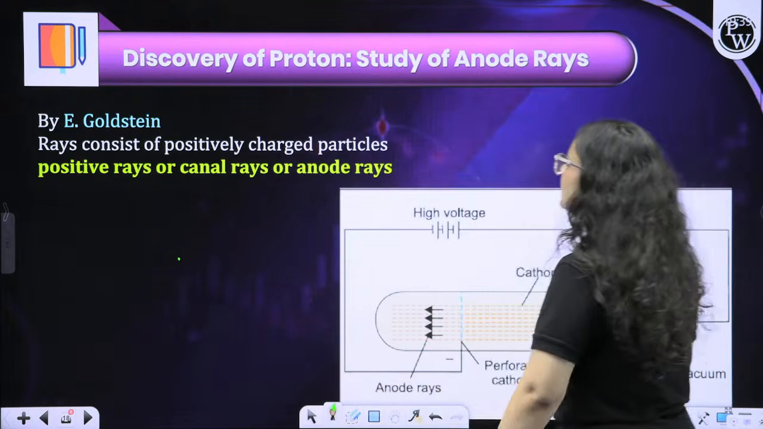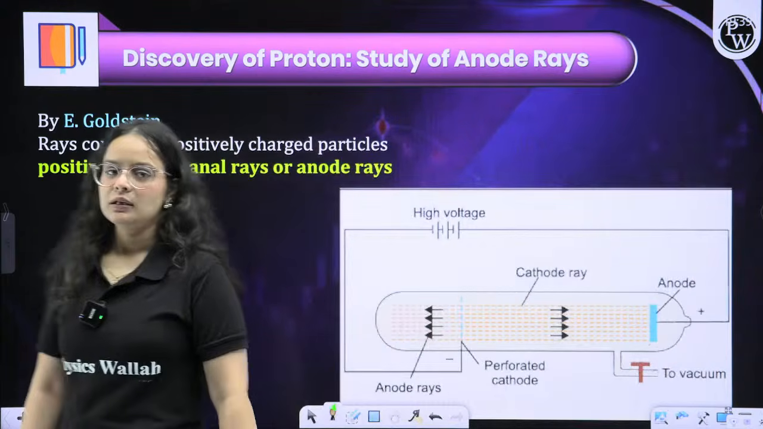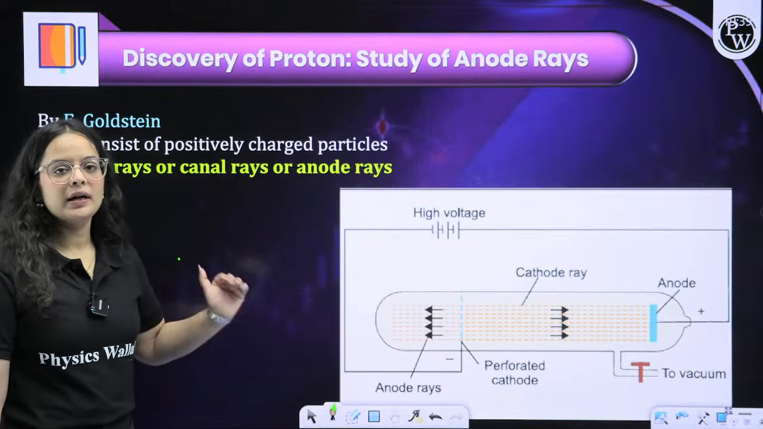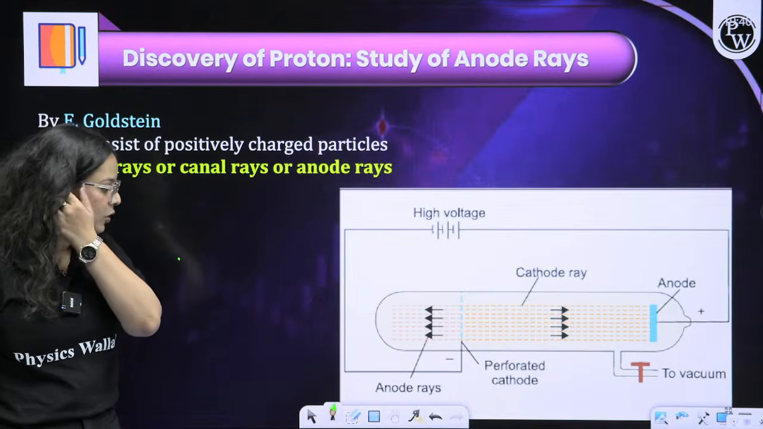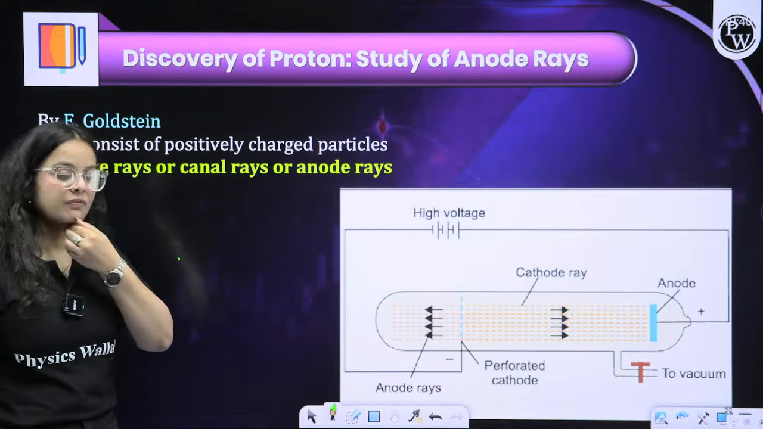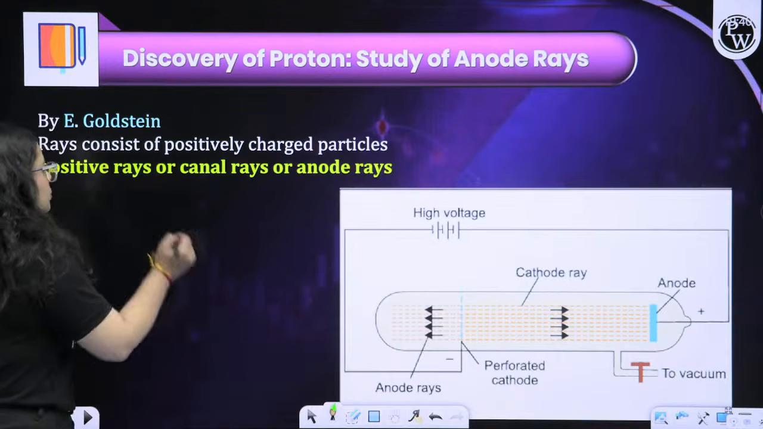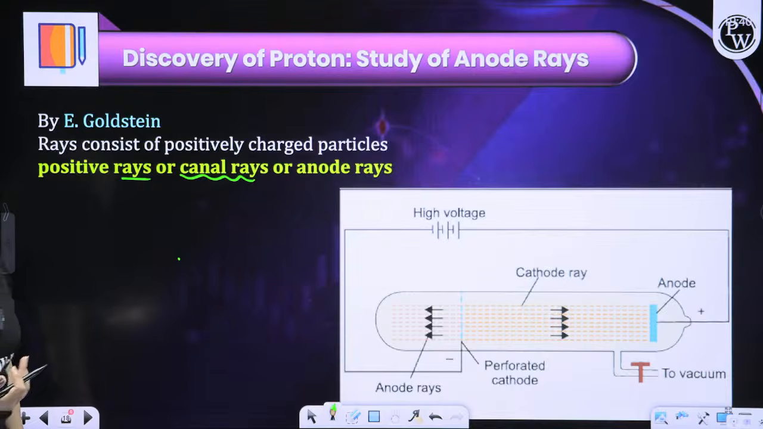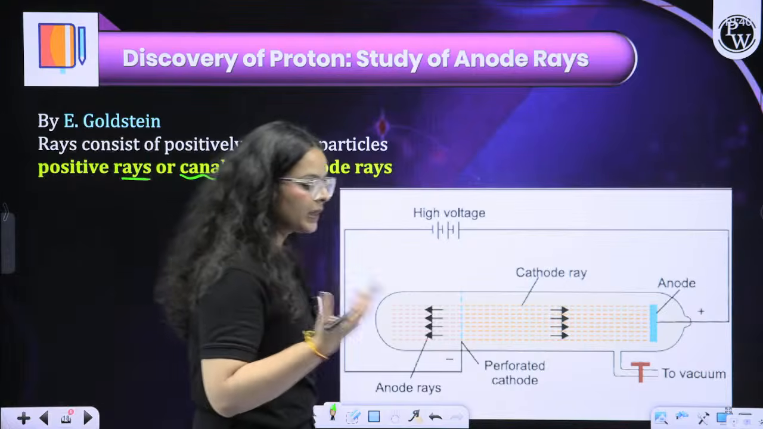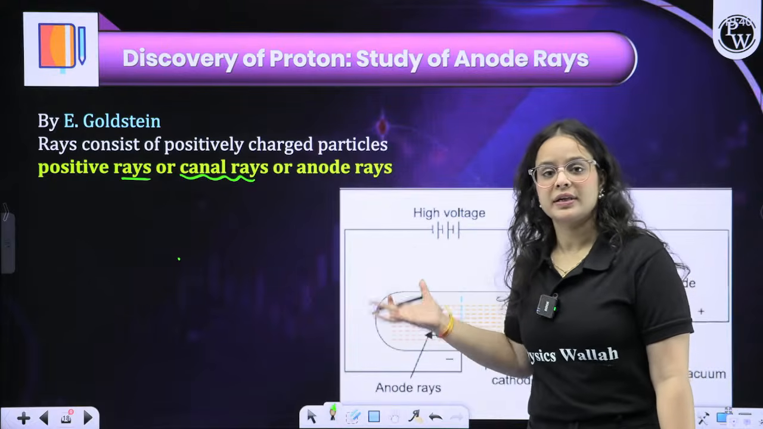Okay, then is the discovery of proton. Before this, we did discuss the discovery of cathode rays, which is the electron discovery. Now moving on to anode rays discovery. Anode rays are also known as canal rays or positive rays. So all are names for one and the same thing, that is the positively charged particle rays, right?